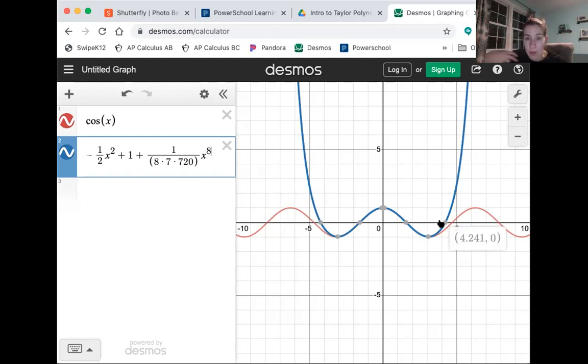We built a polynomial that's looking like cosine. It's kind of crazy. All right, so that's all for today. Tomorrow we're going to take this the next step and figure out why these numbers are the way they are and figure out a way that we could do this for any function that we wanted.